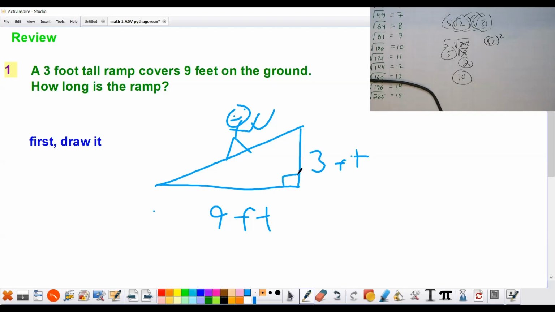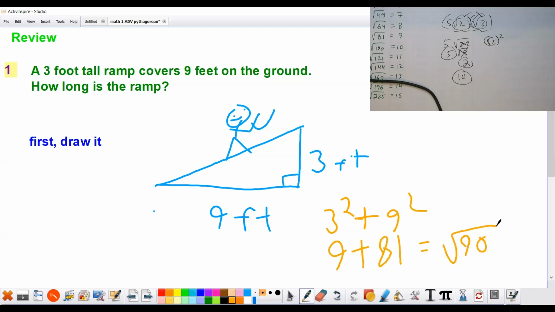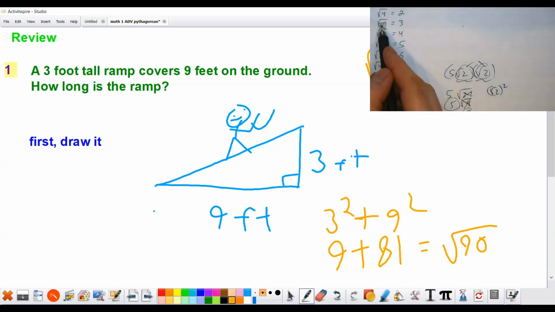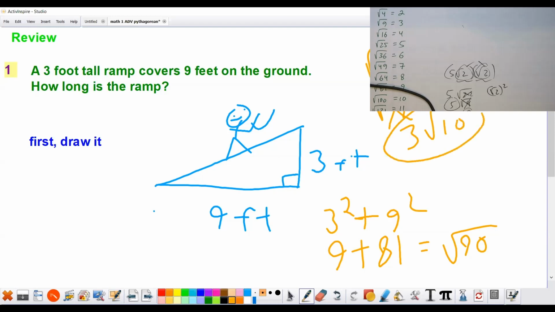This must be a corner. Pythagorean theorem, right? 3 squared plus 9 squared. 9 plus 81 is 90, and the square root of 90. And of course you could change it to decimal, or you could ask what 90 breaks into. I got my list right here. 9 times 10, square root of 9 is 3, so 3 times the square root of 10. I could also put it in my calculator, and that's a little less than 10 overall.